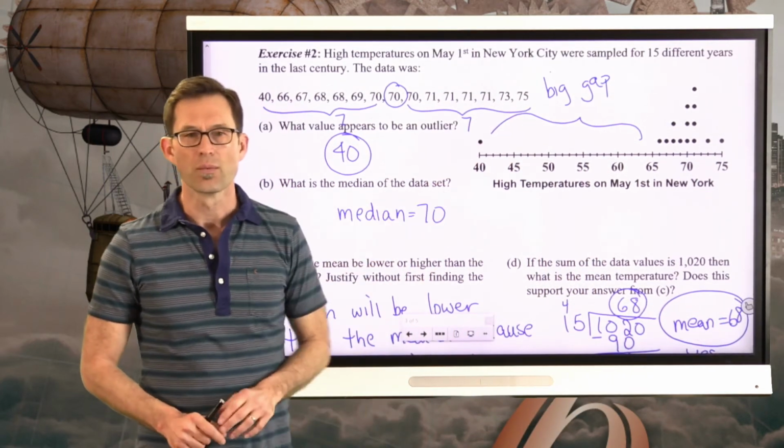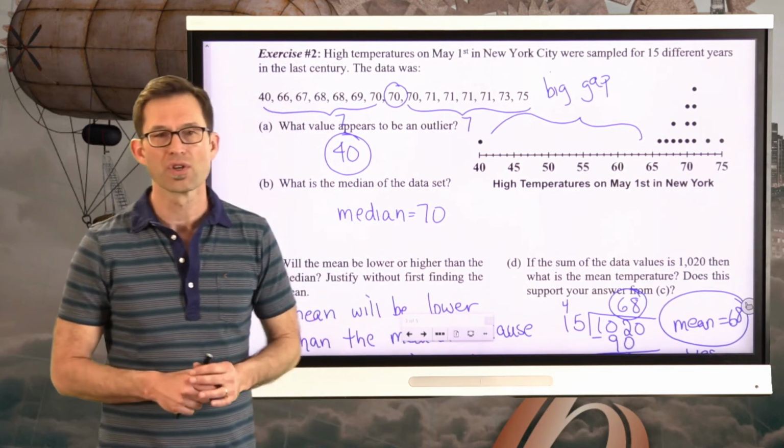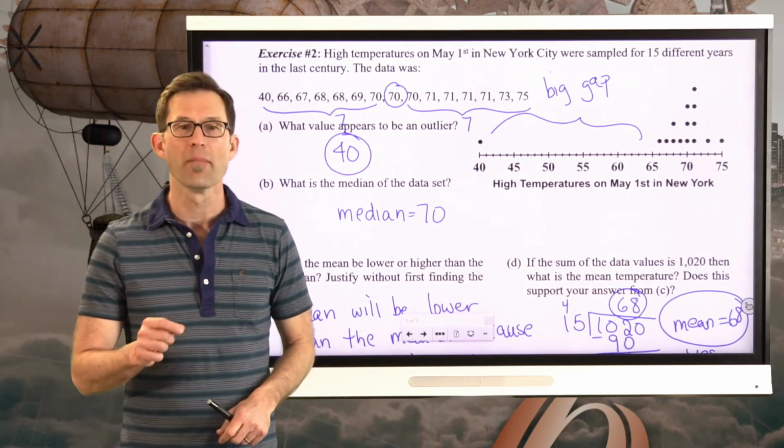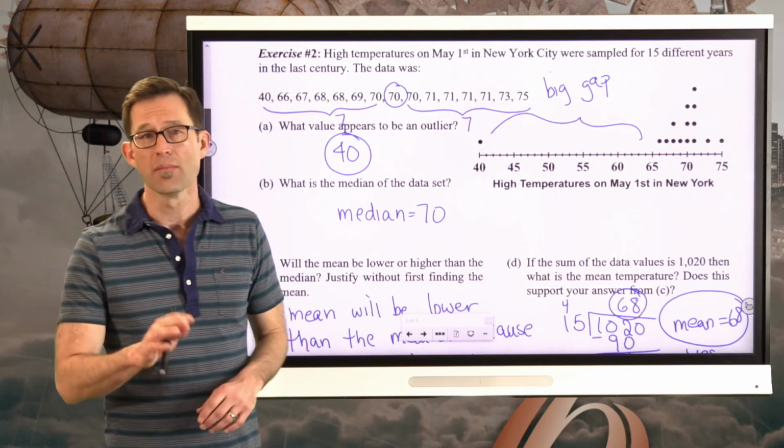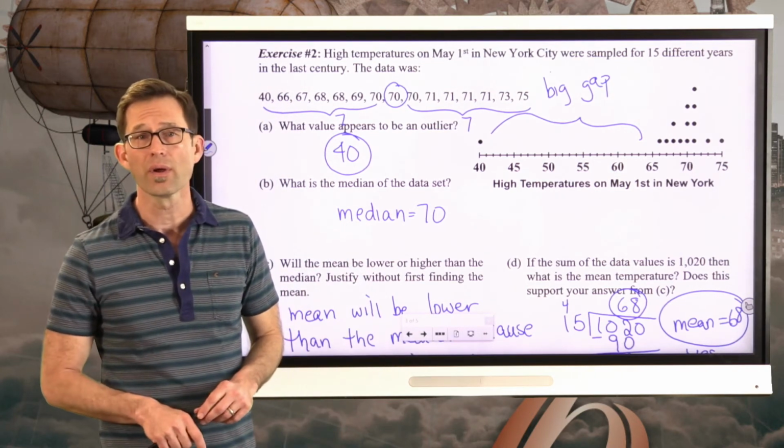Look at this data set. We're trying to answer a statistical question like how warm is it at the beginning of May in New York City, right? And you could easily say, based on this data set, the median temperature is about 70 degrees.